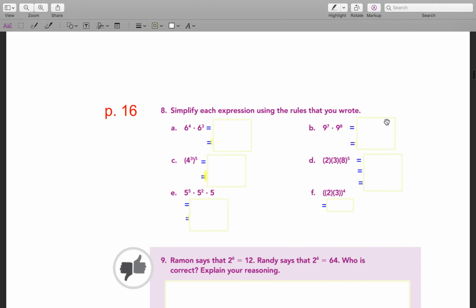All right, page 16, simplify each expression using the rules that you wrote. So we wrote the rules on page 14 and 15, so let's go ahead and continue on this page. We have 6 to the 4th power times 6 to the 3rd power.